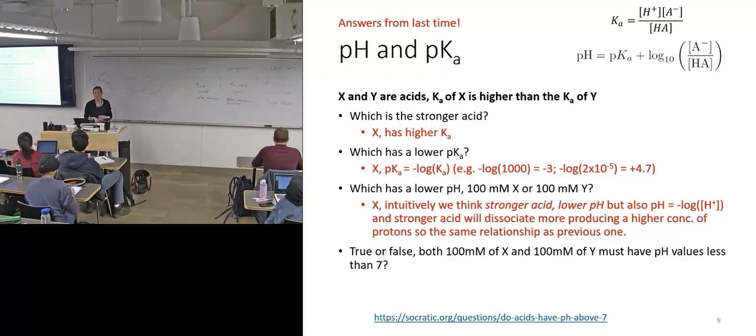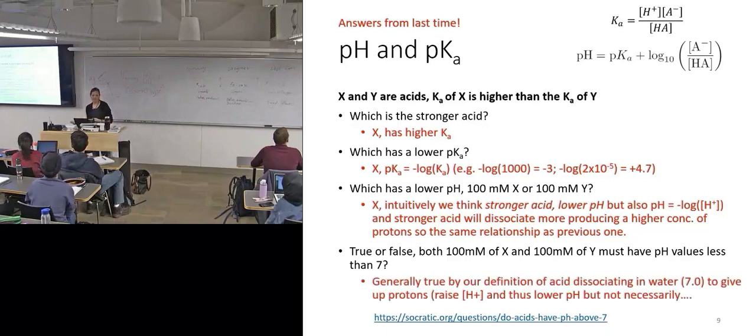They have no effect. And then the final question was true or false. Both of these acids at 100 millimolar must have pH values less than 7. False. I have falses. I have a nodding for true. I skimmed your participation. They were split like half and half, so I know more people said true. Generally, this is true. By our definition, an acid dissociating in water, water having a pH of 7, an acid's going to give up protons in water, so it's going to drop the pH below 7 by raising the concentration of protons.